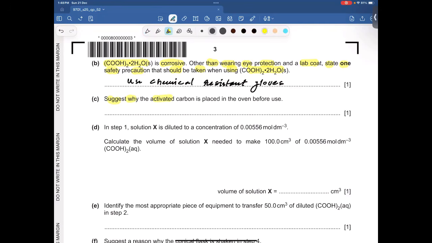Suggest why the activated carbon is placed in an oven before used. To remove the moisture, obviously. To remove the adsorbed moisture or water.